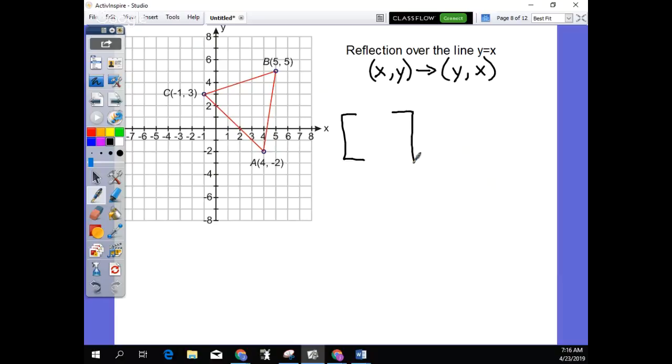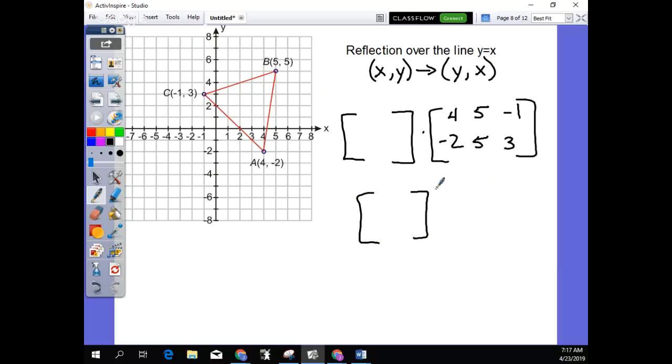So here's my reflection matrix times, let's do these. The x values are 4, 5, and -1. The y values are -2, 5, and 3. Just like that. And then over here, now, this one, I'm going to rewrite it again, kind of like we did before. So I'm going to grab this, I'm going to slide it down.